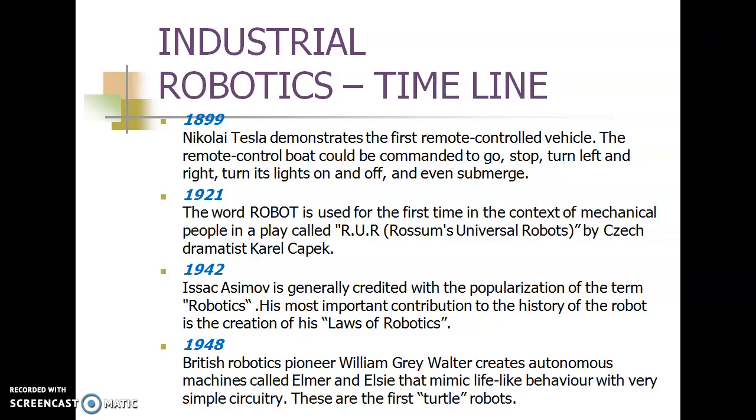in 1942. In 1948, William Grey Walter is a British robotics pioneer. He created autonomous machines called Elmer and Elsie. He created two machines, Elmer and Elsie, and they are called turtle robots. These are actually small kinds of robots. They are not big industrial robots. These are all small developments that happened in the field of robotics.